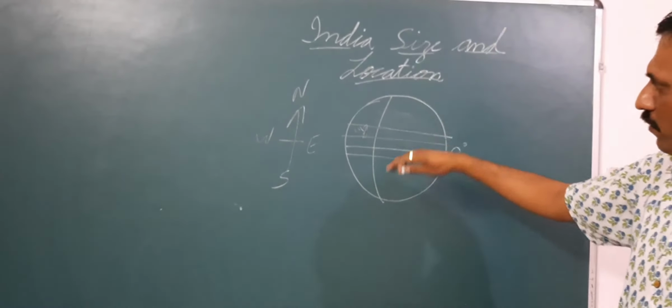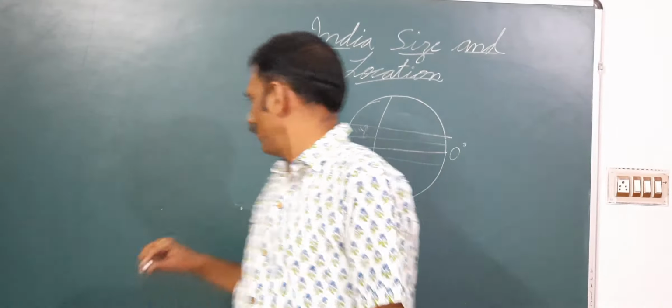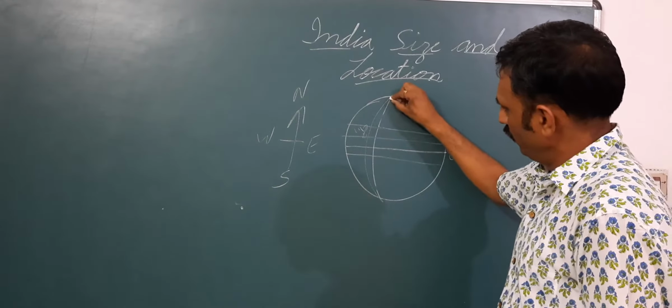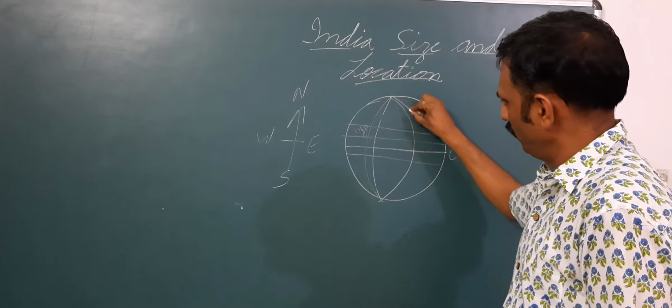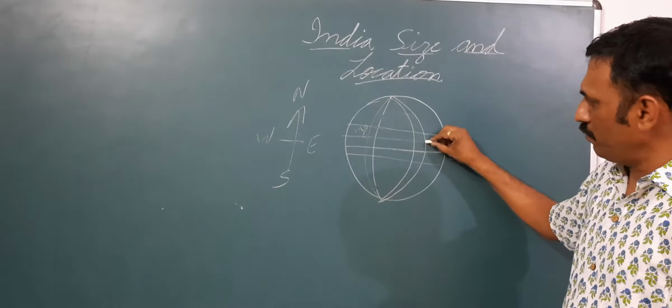Then there are longitudes. Longitudes, you should remember, are not parallel to each other. Between two longitudes, the distance is maximum at the equator, but as we move towards the pole, the distance keeps on reducing. At the pole, there is 0 kilometer difference. That means all the meridians or longitudes converge at the poles, both north pole and south pole.